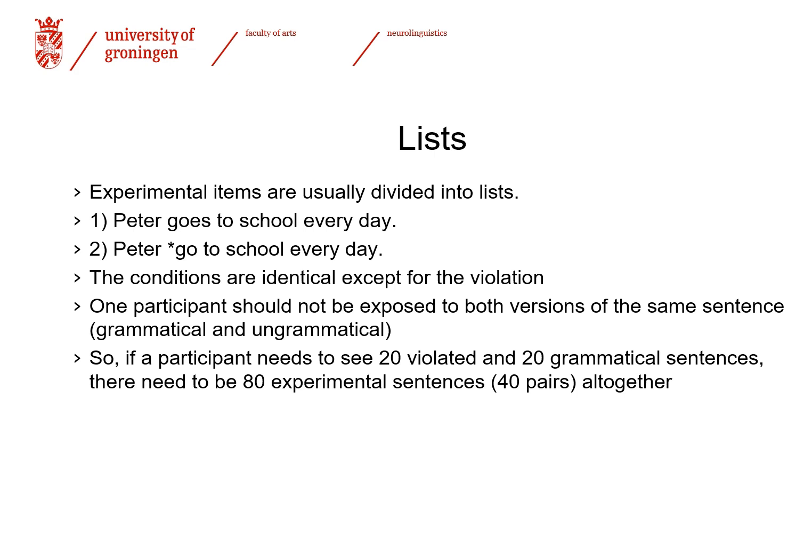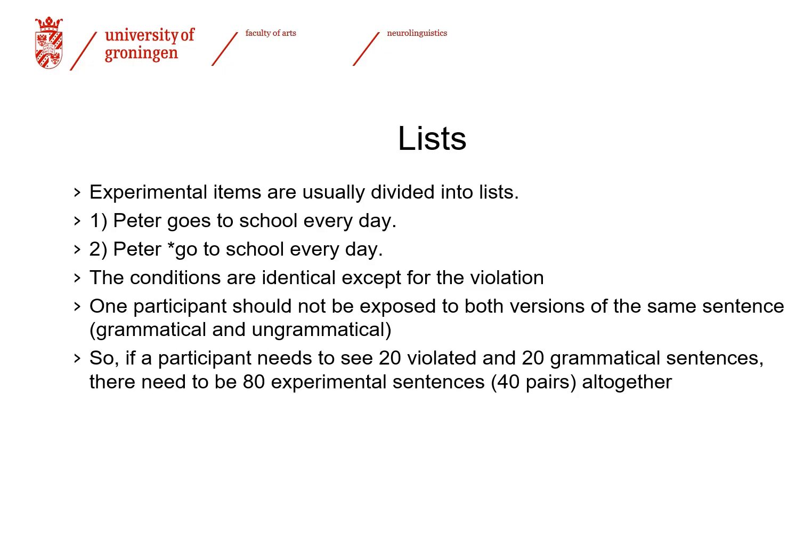If you look at these sentences, we'll notice that they are identical, except for this small manipulation that causes the violation. And this is a good design. This is how it's supposed to be. However, there is something like, let us say, an unspoken rule that one participant should not be exposed to both versions of the same sentence, meaning that we shouldn't have one participant read both the grammatical and the ungrammatical version of the sentence "Peter goes to school every day." This slightly complicates things, meaning that we actually have to create more stimuli than one participant is going to see.